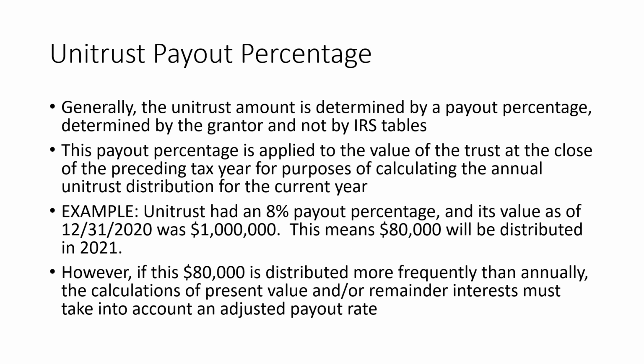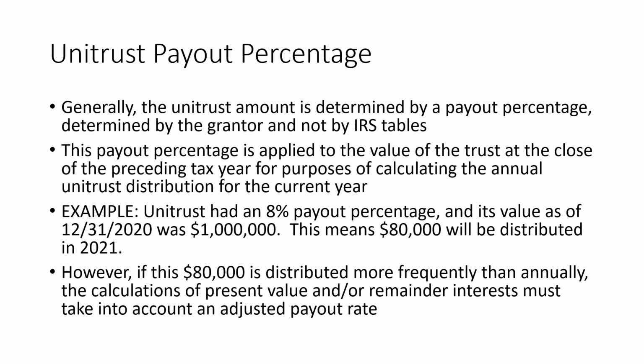So for example, let's assume that a grantor drafted a Unitrust with an 8% payout percentage. Remember again, that 8% isn't based on an IRS table, it's pulled out of thin air. Let's assume further that the value of the trust as of December 31 of last year was $1 million. So that $1 million is going to form the basis of the value for our distributions in 2021. And with an 8% payout on that million, that means $80,000 will have to be distributed in 2021. That'll be your annual distribution.